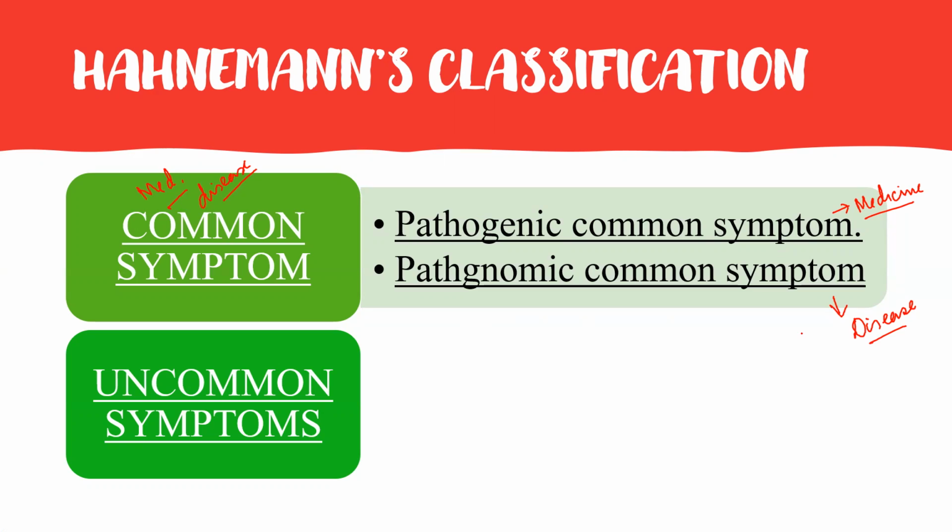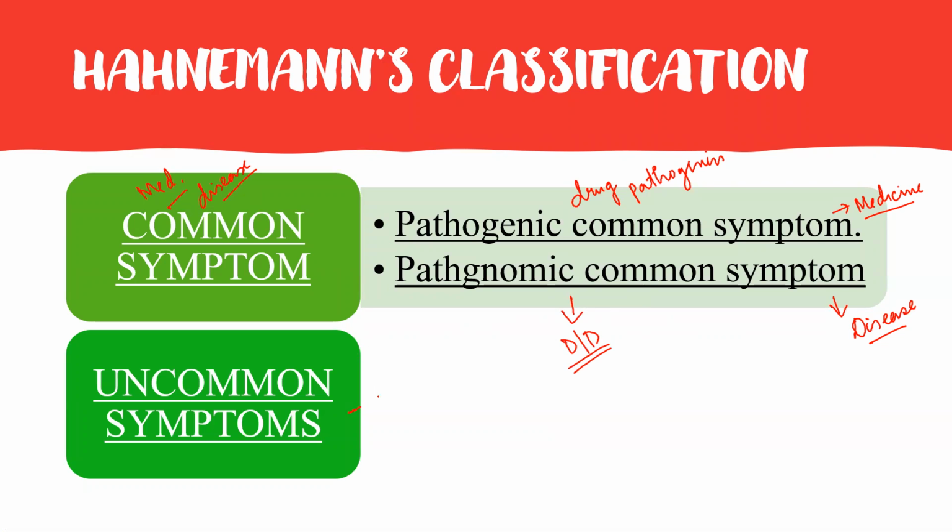Now, these form the bulk of drug pathogenesis. Pathogenic symptoms form the drug pathogenesis. Remember this. And pathonomic symptoms help in differential diagnosis. These are the diagnostic kind of symptoms we get.